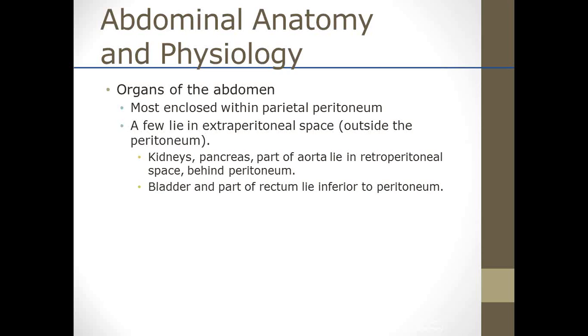Those are the kidneys and the pancreas, part of the aorta, obviously as it comes down, which lie in what we call the retroperitoneal space. And you'll want to remember that term, retroperitoneal space. It actually lies behind the peritoneum, and that space can actually hold nearly your entire body's content of blood in there without really causing much notable distension in your abdomen.